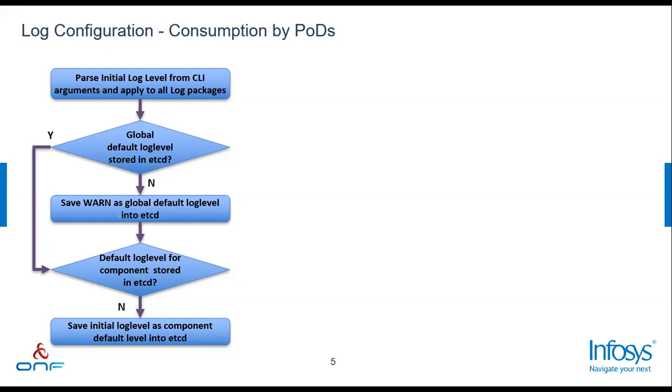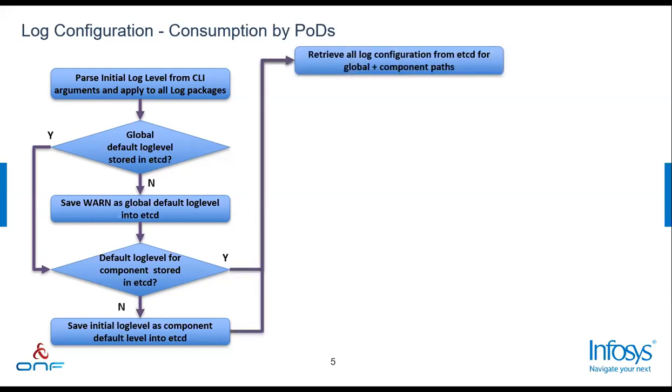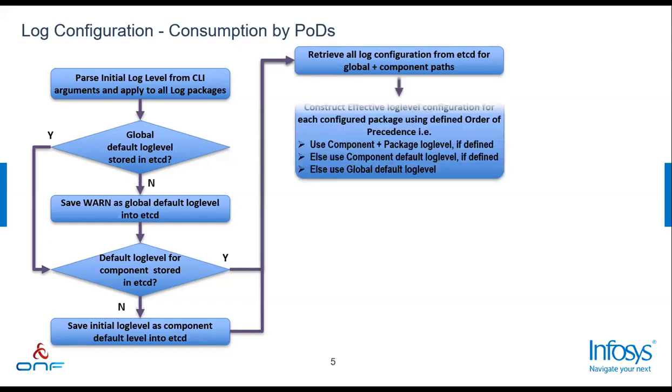Thereafter, it will go further and retrieve all the log configuration from etcd at the global and component path level. It will construct the effective log level configuration as a map of key and value, where key is package and value is the log level. So it will use the same precedence order, right? Component package as the highest, and then if not defined, use the component default, otherwise use the global default.